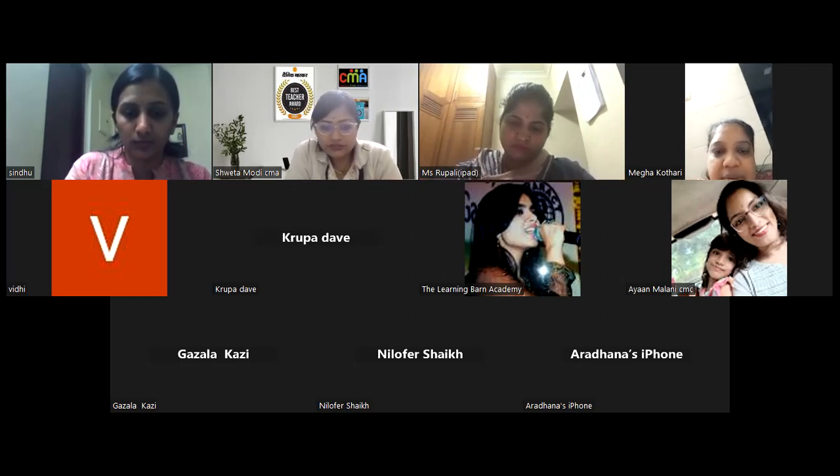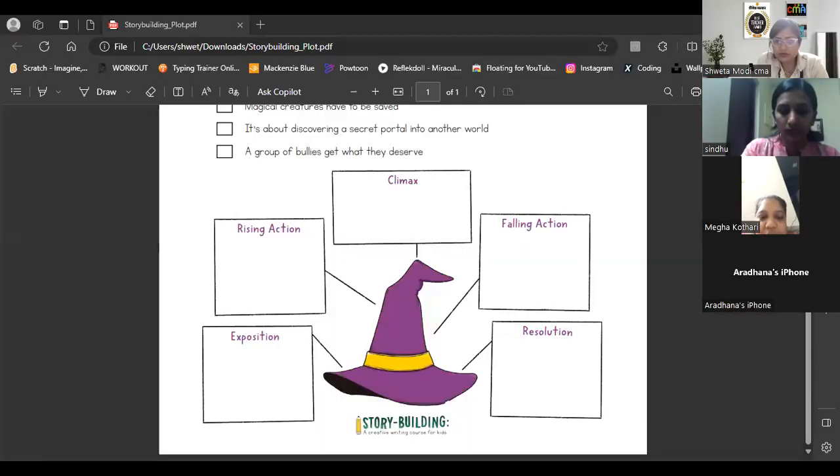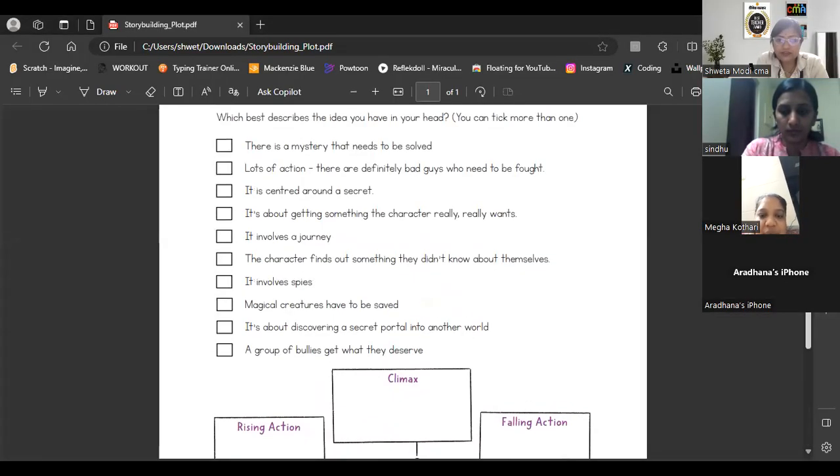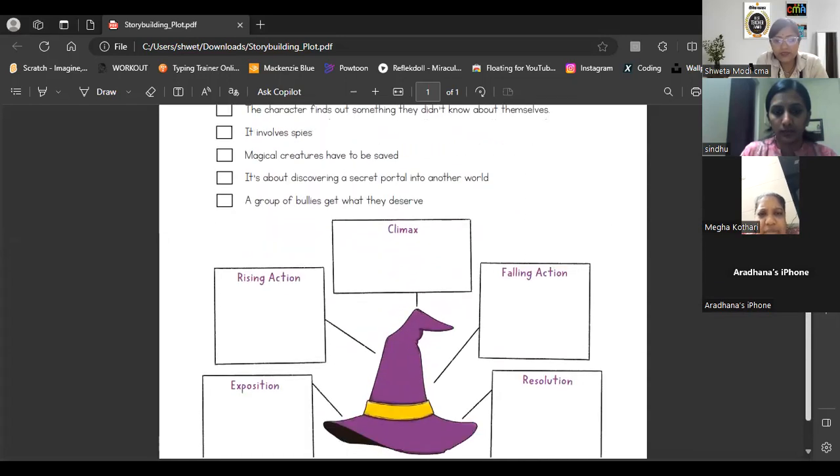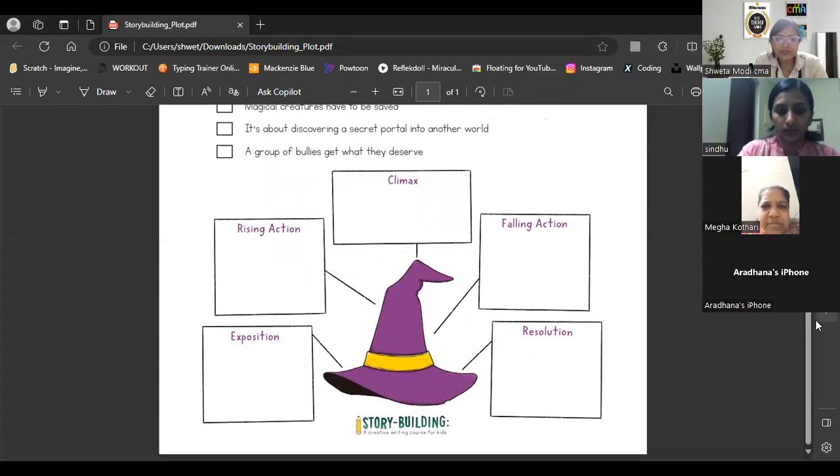Yes. Now, the file which I shared with you all, this is about the plot. So in this, you have to tick mark whichever best describes the idea that you have for your story. And then here you have to make a chart for your plot.